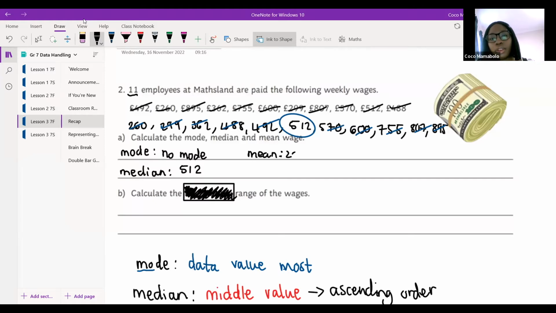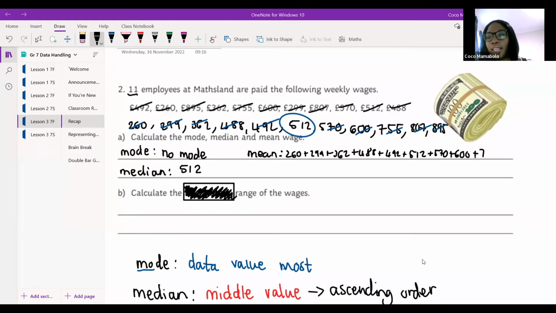So I'm going to go 260 on my calculator, 260 plus 299 plus 362 plus 488 plus 492. Shoot, it's going to give you like a huge number. Plus 512 plus 560 plus 600 plus 755 plus 807 plus 895. Now, if we add all of these together, how much do we end up getting? When I calculated it, I got 6040. Don't know if everybody got the same thing.